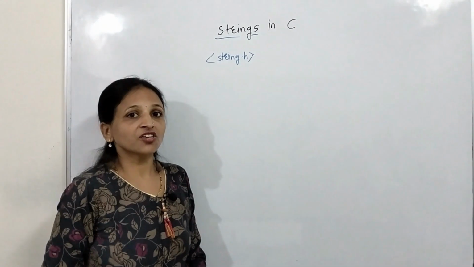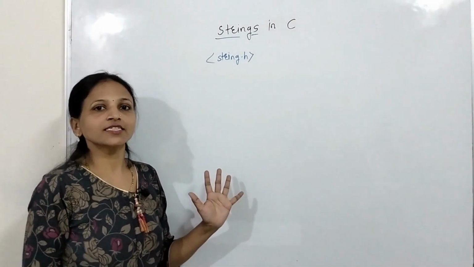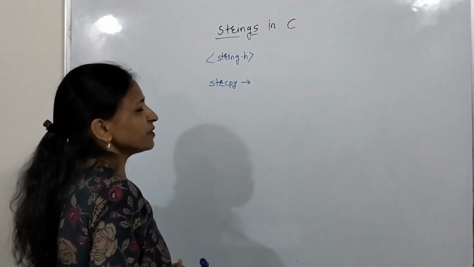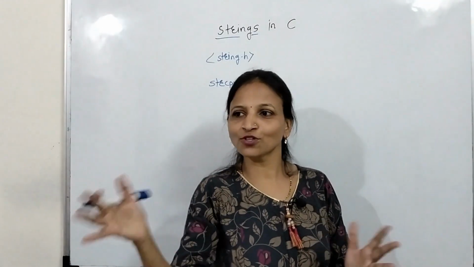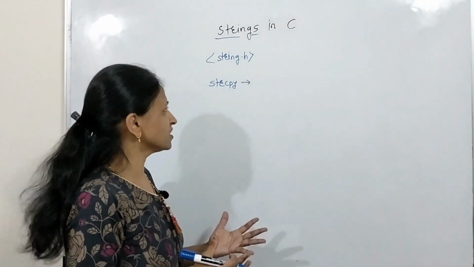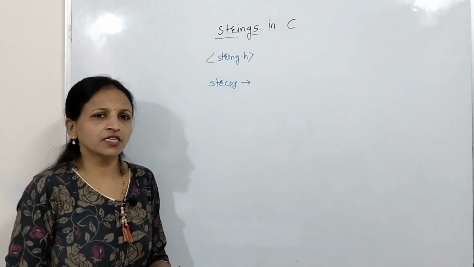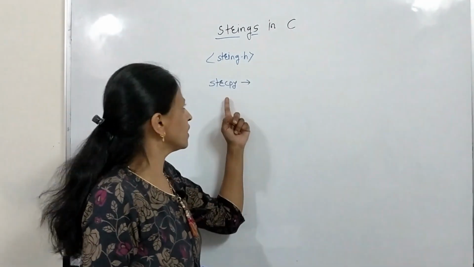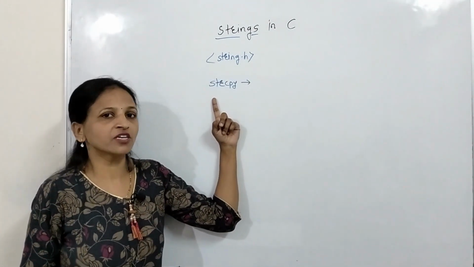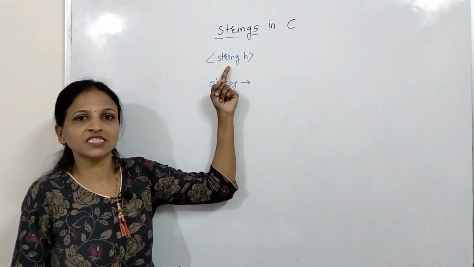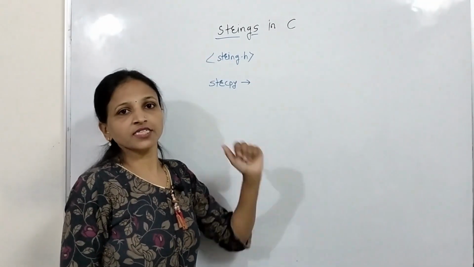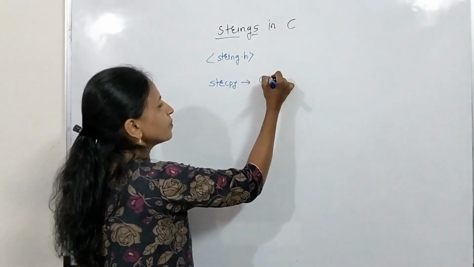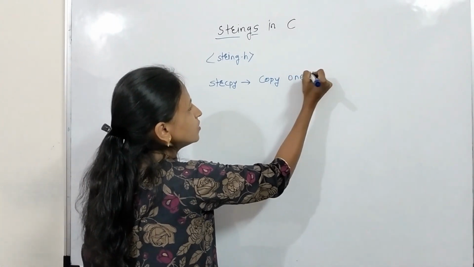Now the next function present in this string.h header file is strcpy. strcpy stands for copy one string to any other string. Suppose one string has some contents, and if you want to copy the same contents inside any other string, then we can do that with the help of this strcpy function. To use this function, we have to compulsorily include this string.h header file in our program. It is used to copy one string to another.